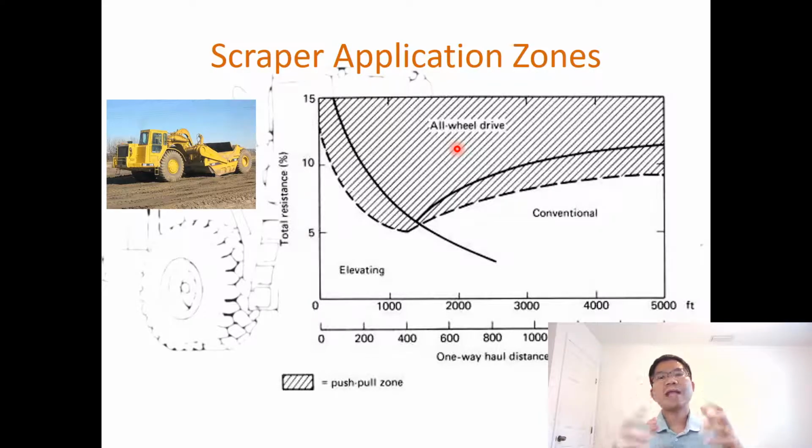By its name, all-wheel drive scrapers have both the tractor and the scraper itself driven, to improve the traction for loading the scraper. And then conventional is for a lower total resistance with a long haul. So these are the different application zones for the different types of scraper in these scenarios. The dash areas are the pull zones, basically used for those types of scrapers.